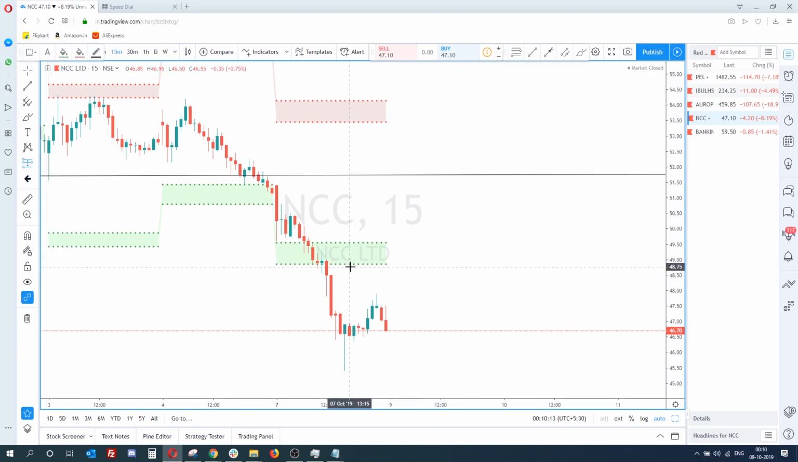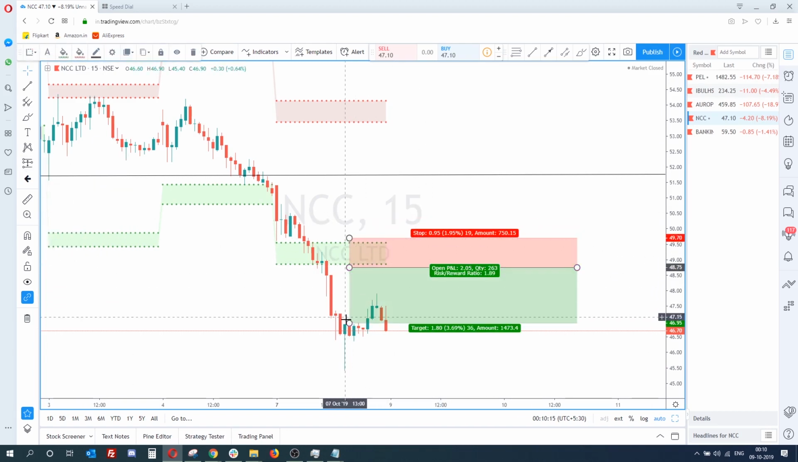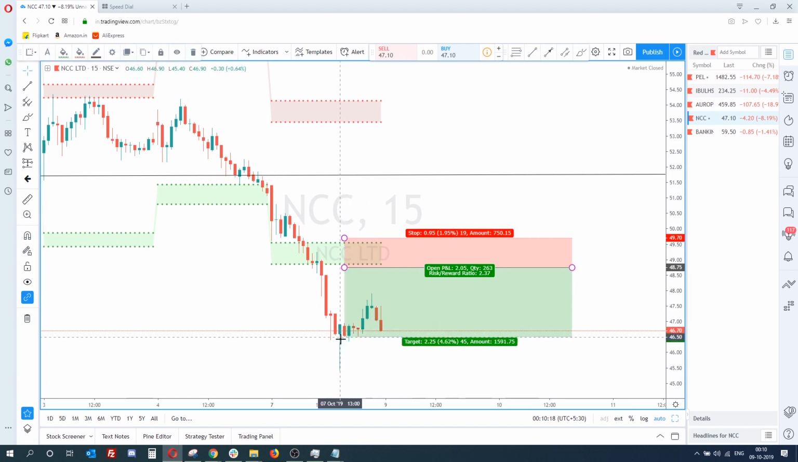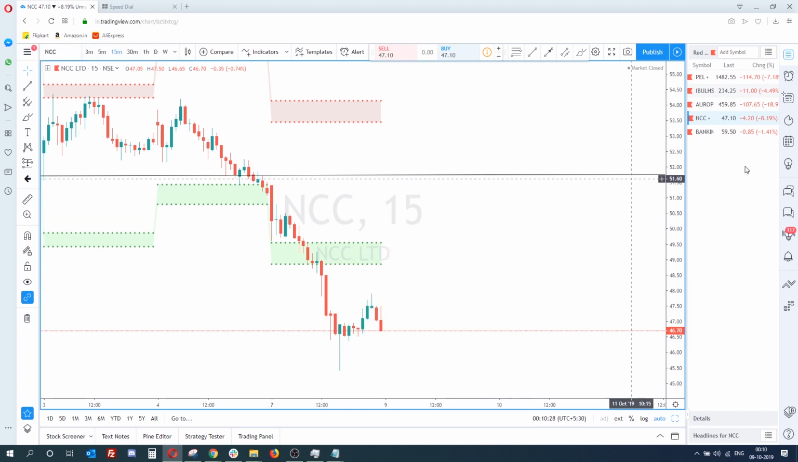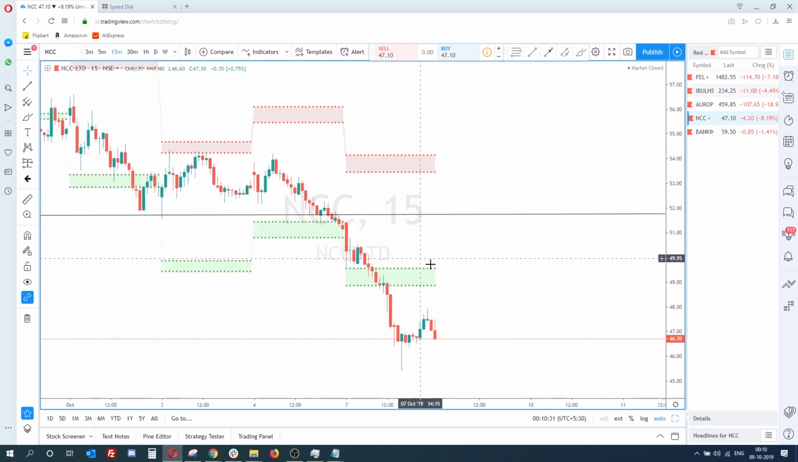Okay, this is, sorry, a short position. So here this trade has given me 1 is to 3, 1 is to 3.4. So for 1000 rupees risk, this stock has given me 3400 rupees, which is fine, right? And this is how your stop loss should be.